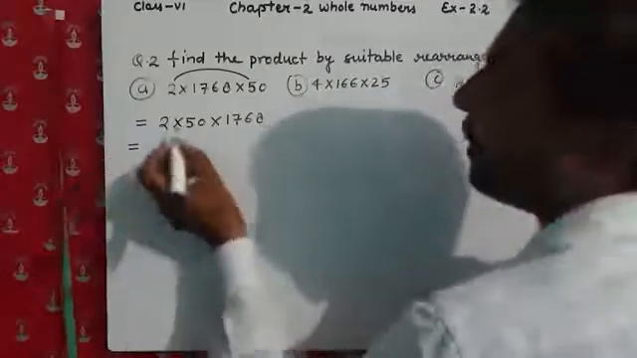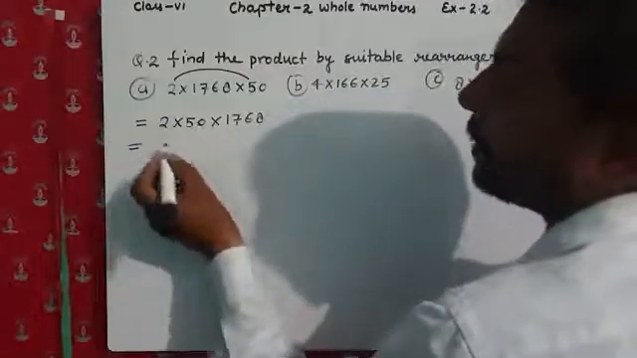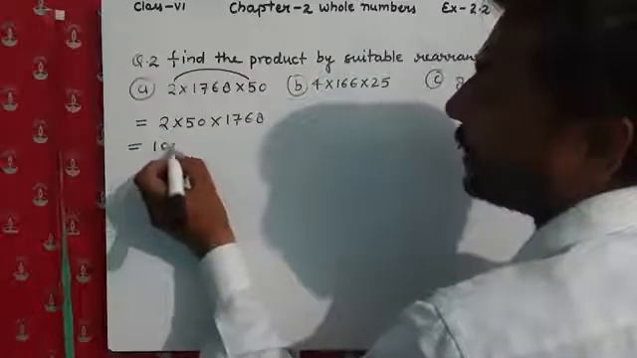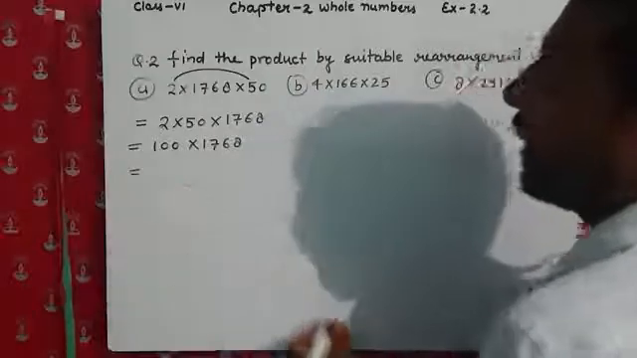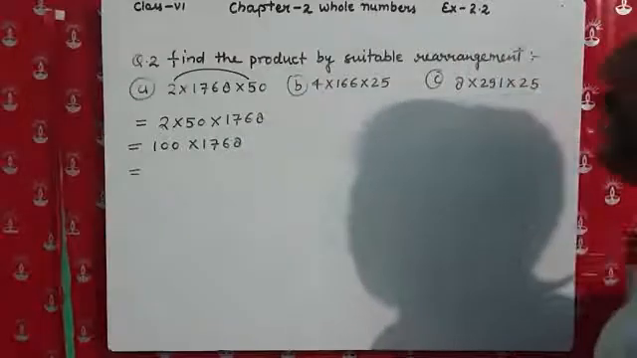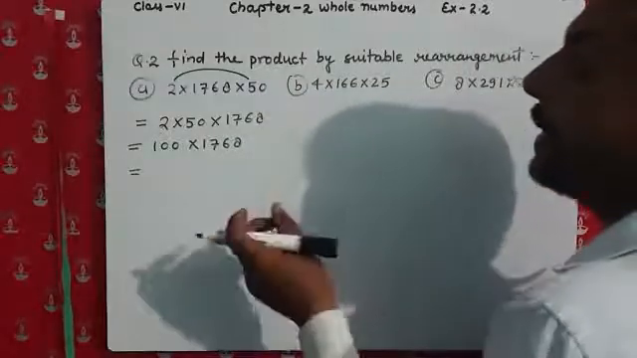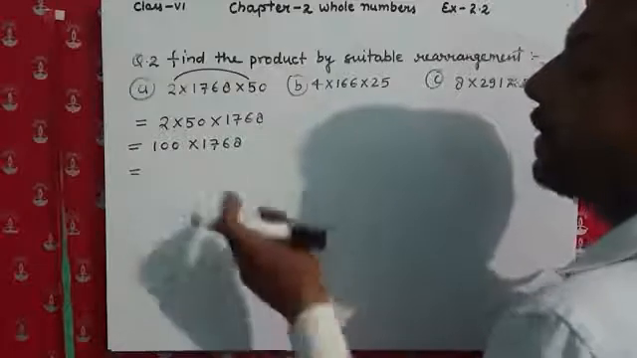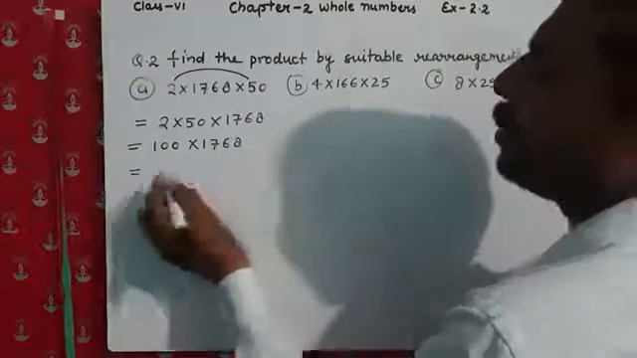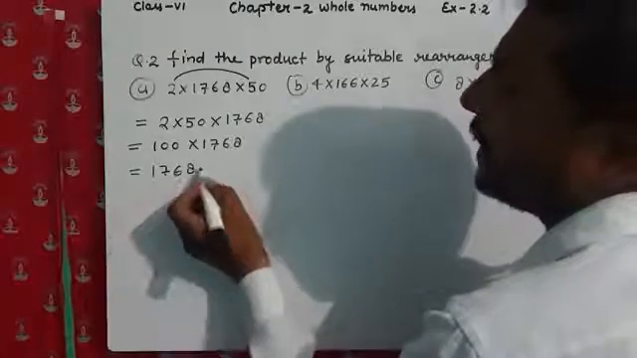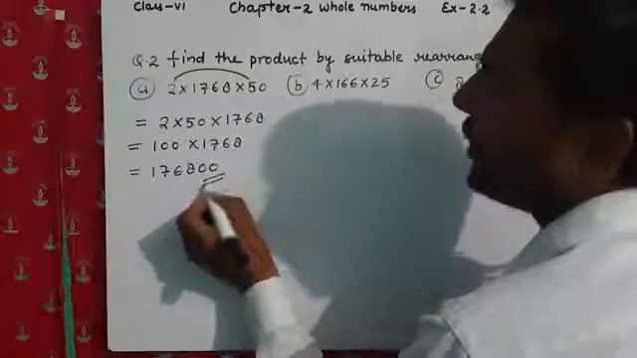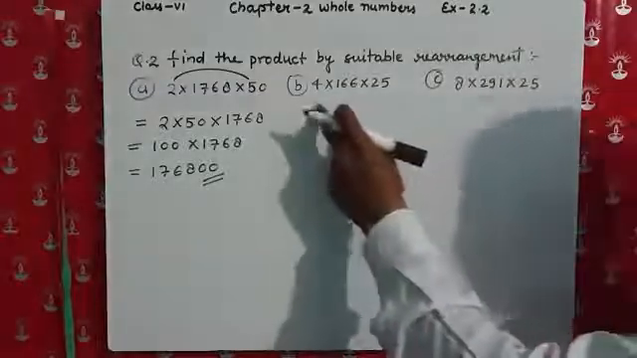After this step, 2 multiplied by 50 is 100. Now we know that whenever we multiply any number by 10, 100, 1000, we simply place the zeros after the number. So here 1768 and 00. This will be the answer. Simply going to the B part.